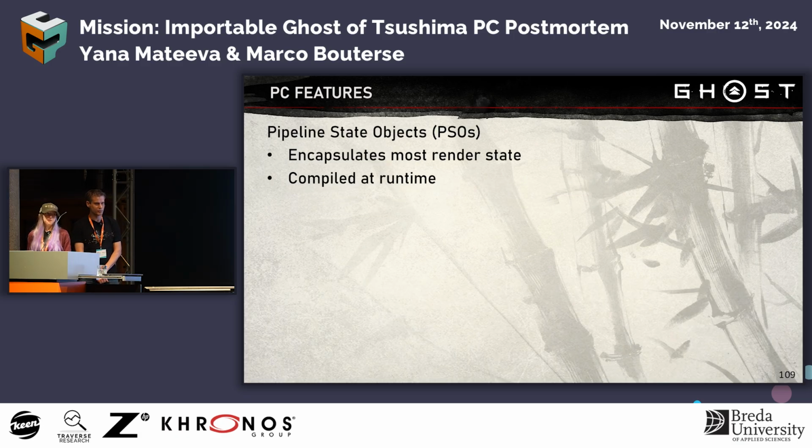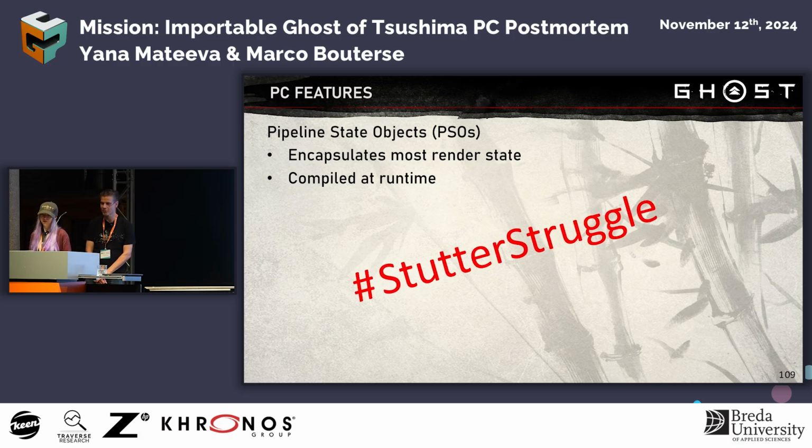And finally, for PC, it would not be a real postmortem if we don't talk about pipeline state objects. For those of you who are not familiar, pipeline state objects encapsulate most of the render state that's required to execute a draw call, and they must be compiled at runtime on the user's PC. And if handled incorrectly, this can be the cause of the infamous stutter struggle.